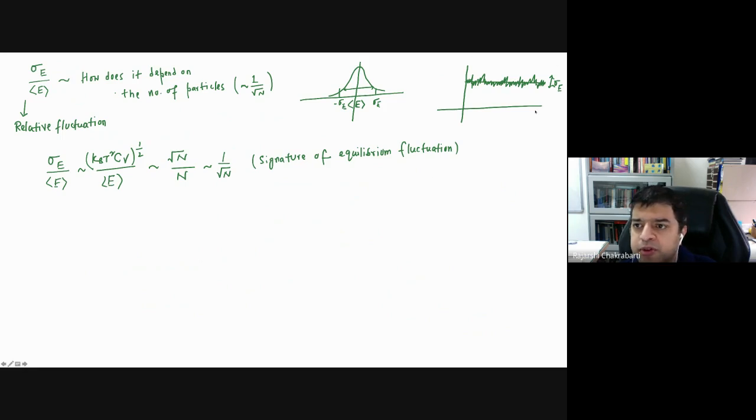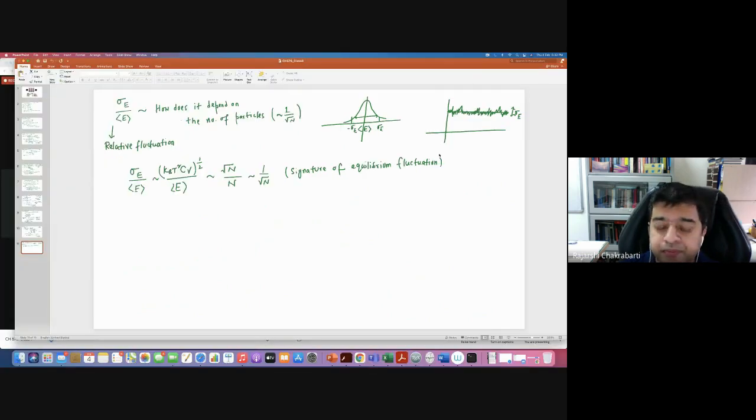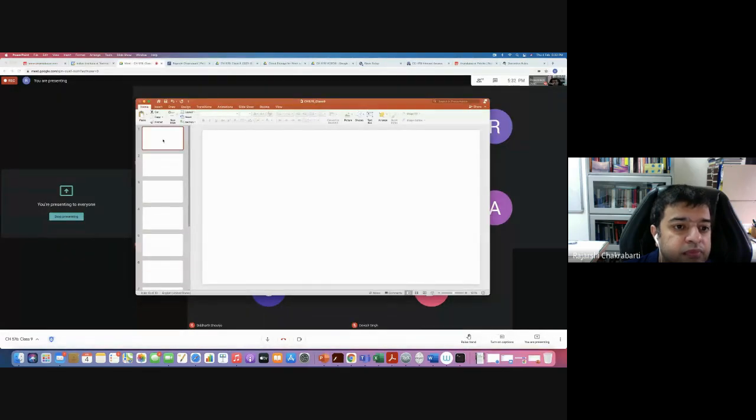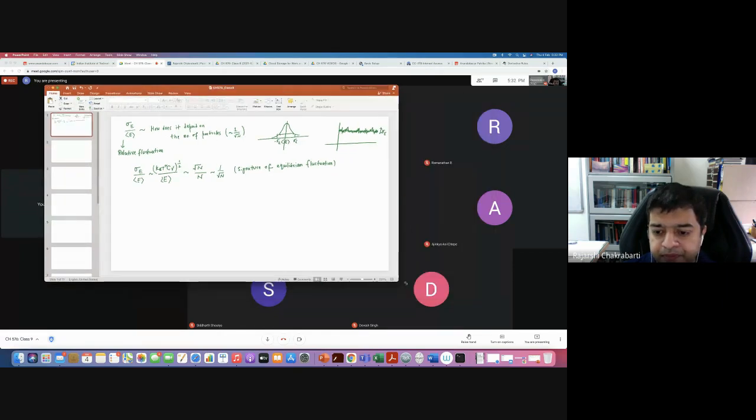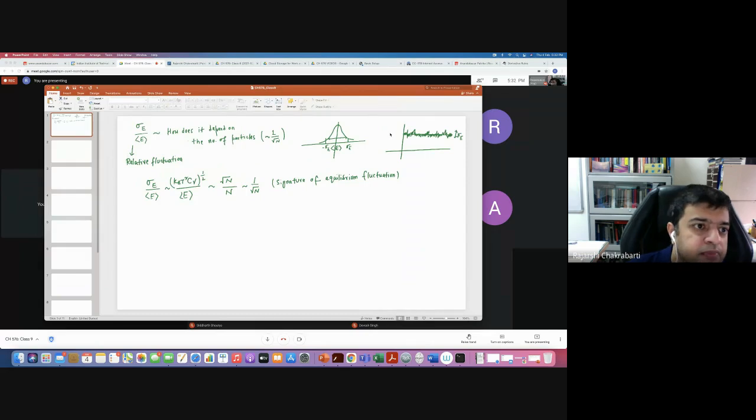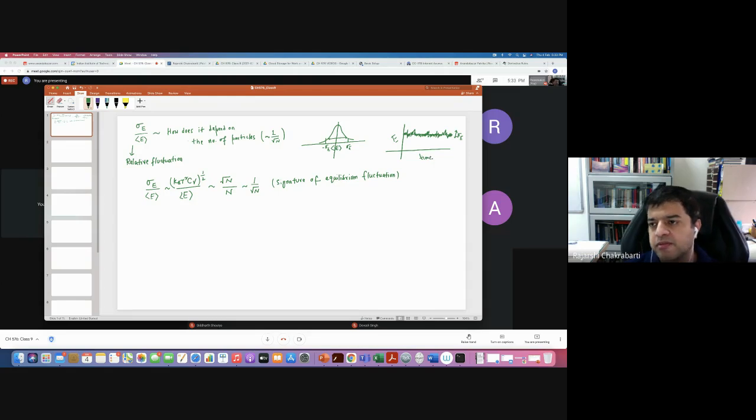For example, this is a typical snapshot of a system. This is energy as a function of time. I should have put time there, so let me put it. So basically what you have here is the internal energy as a function of time, and it will fluctuate over time. So in simulation, you can take a time average, for example, but you know time average is equal to ensemble average.